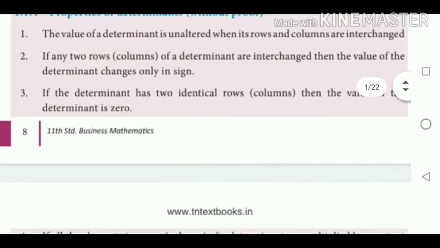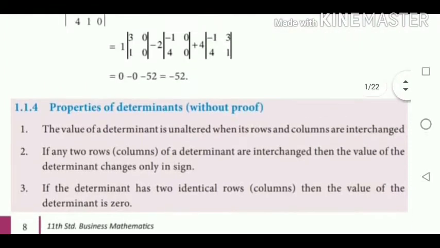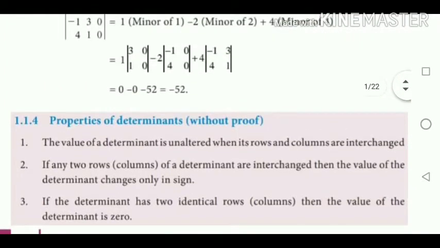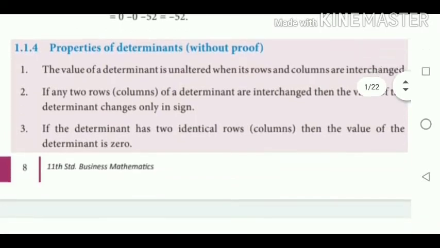Then the third property is if the determinant has two identical rows or columns. Identical means they are the same. Okay, if the first row is 1 2 3, the second row is also 1 2 3. So if two rows or two columns are equal, then the value of the determinant is 0. In the above problem we found the value minus 52, but if two rows or two columns are equal, in such a case the value is 0. Instead of minus 52 you are getting 0.